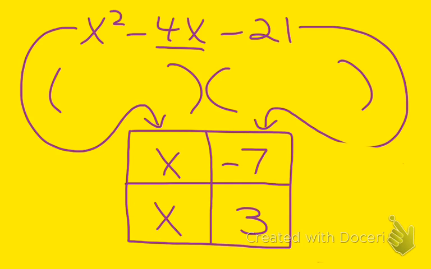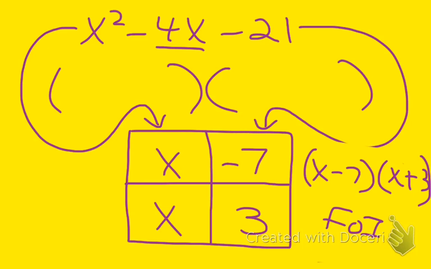I think I get it. So x minus 7 and x plus 3. If I multiply those out with the FOIL method, I'll get that one. Okay, so let's do one more. Let's do that one.